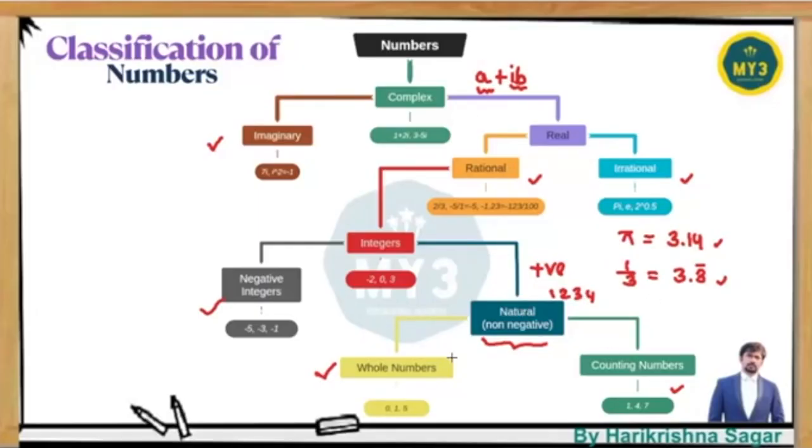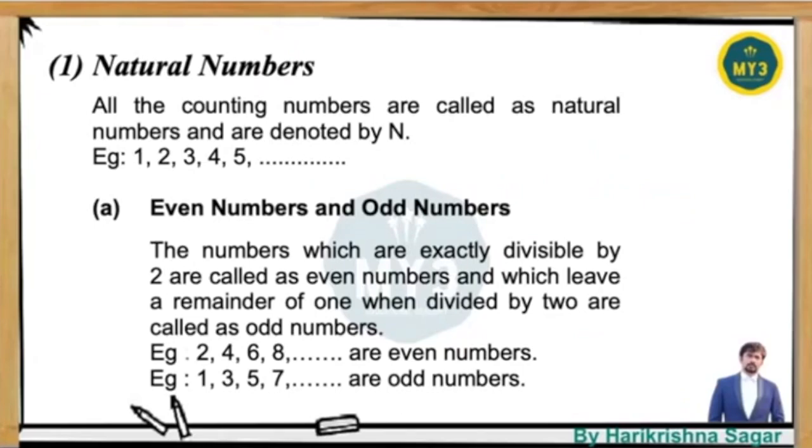We'll go deeper with the classification. I have given a pie chart here. So the first thing is natural numbers. What is meant by natural numbers? Natural numbers are the numbers which you can start counting as 1, 2, 3, 4 and so on till infinity. They are denoted by N. We never get any question asking what natural numbers are, so you need not focus on this much, but you can focus on the classification of natural numbers.